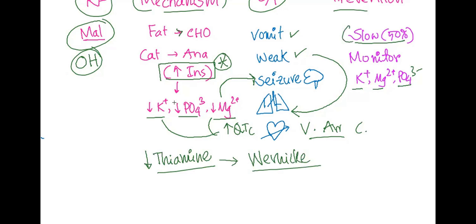So start slow, give thiamine in people who are susceptible to thiamine deficiency and Wernicke syndrome or Wernicke encephalopathy, and monitor the electrolyte levels.